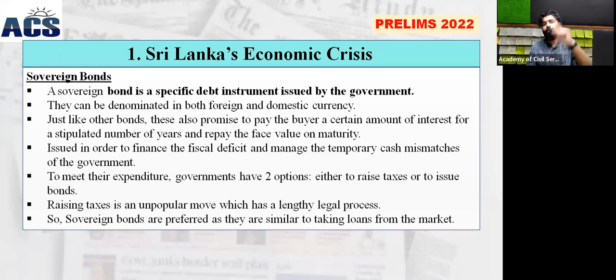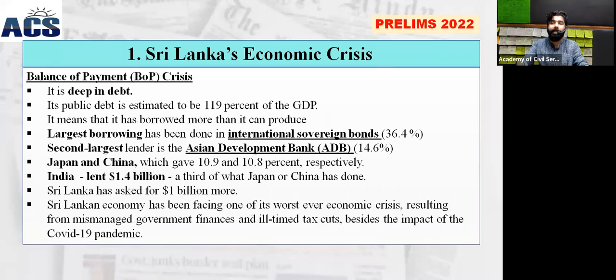Mostly in India, we issue sovereign bonds in domestic currency. Sometimes, if required, we will go for foreign currency sovereign bonds, that means international sovereign bonds. But Sri Lanka did a lot of borrowing through sovereign bonds. Through that, they borrowed a lot of money to finance their expenditure and also to pay back money. But finally, they went into a crisis. They have a lot of money to pay back. A deep debt crisis is happening in Sri Lanka.